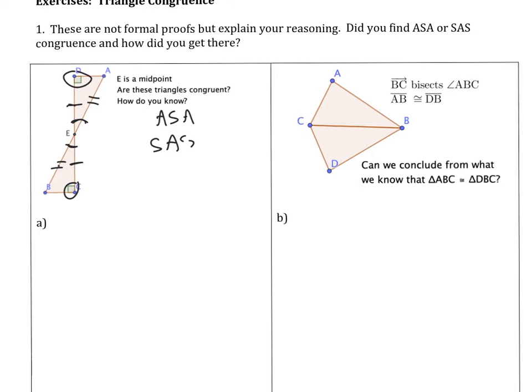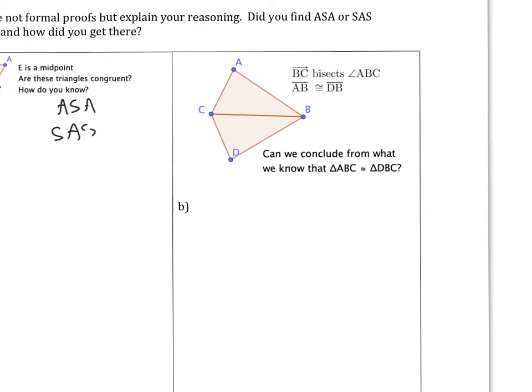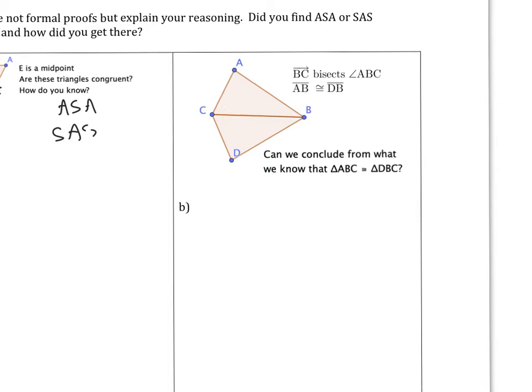Okay, for the next one here, we have that BC bisects angle ABC, and hopefully you saw or figured out that it should have been bisects angle ABD. And that means that we can say that these two are congruent to each other. And we also have that AB and DB are congruent to each other. So in this case, we have side, angle, and then we have this shared side, so we have these two are congruent by side, angle, side.